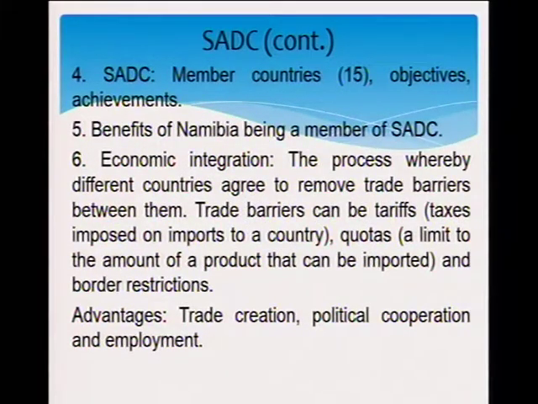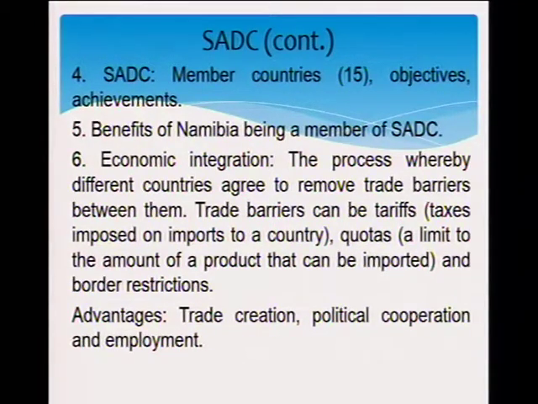There are 15 member countries in SADC. We need to know the objectives of SADC as well as the achievements of SADC. And I'd like you to read that. What are the objectives of SADC as a body? And what are the achievements that SADC has made? And also, what are the benefits of Namibia being a member of SADC? These are points that you should focus on as you work on your tutorial later.